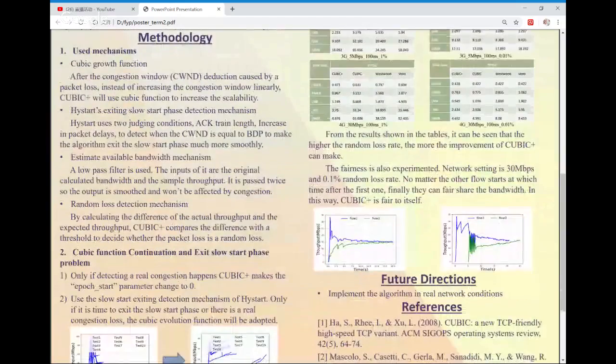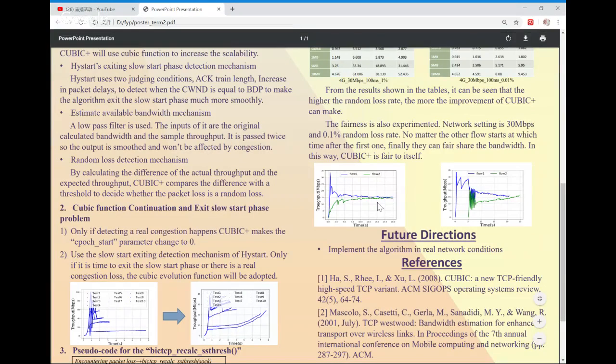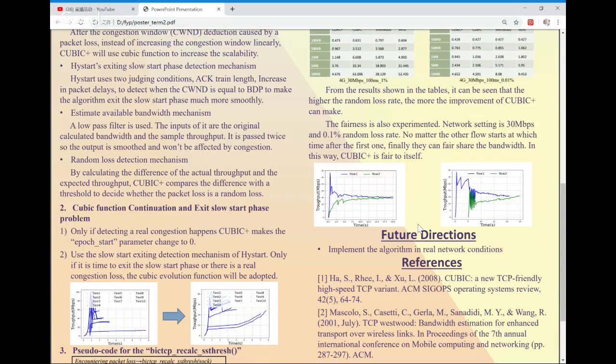I also experimented on the fairness of my CUBIC Plus. The network setting is 30 megabits per second and 0.1% random loss rate. As you can see from these two figures, no matter at which time the other flow starts after the first one, finally they can always fairly share the bandwidth. In this way, CUBIC Plus is fair to itself.